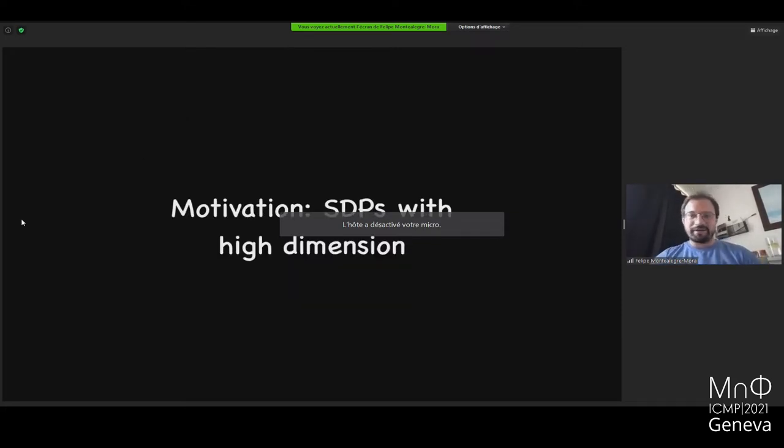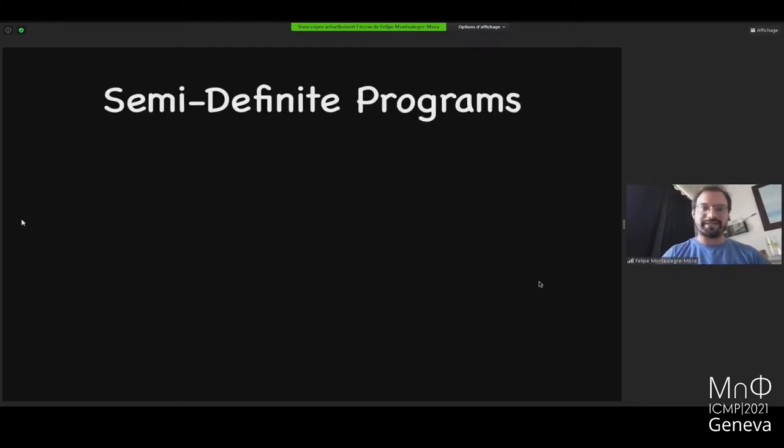First I'm going to speak of why we would be interested in doing it, and the motivation comes from high-dimensional semidefinite programs. These are everywhere in quantum information. For example, you want to bound some quantum correlations with the NPA hierarchy, and this quickly just explodes. This really limits the level of the hierarchy you can access. So let me give a short intro to semidefinite programming so that everybody is on the same page.